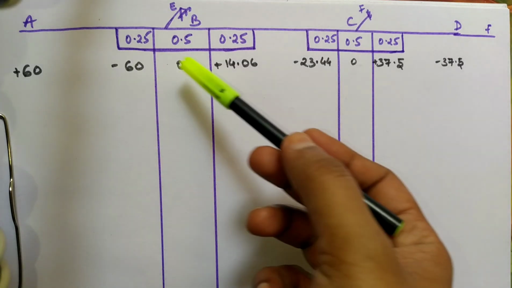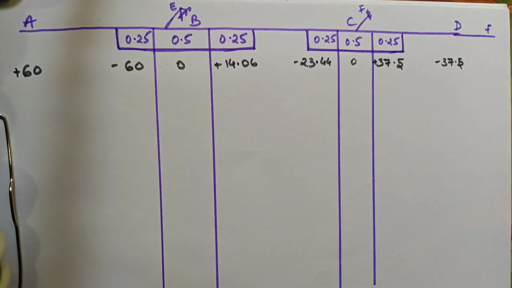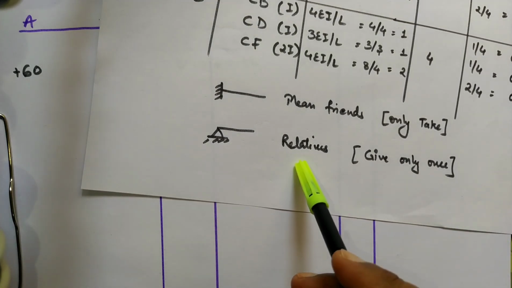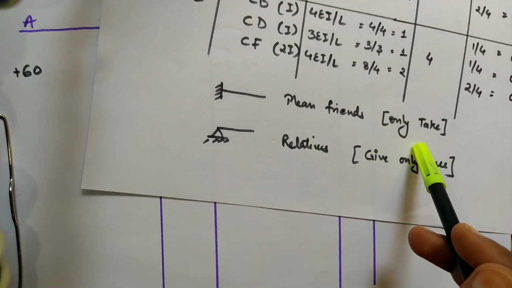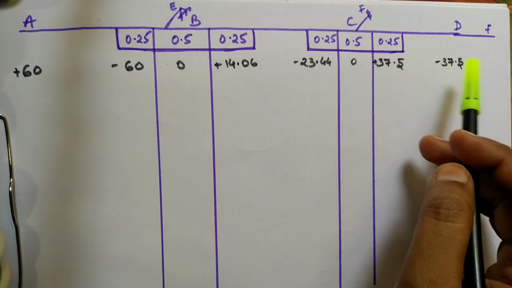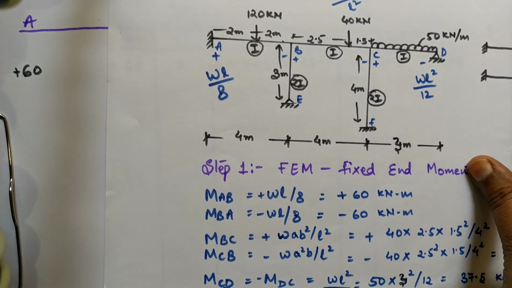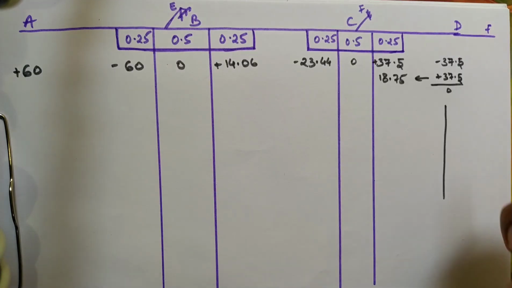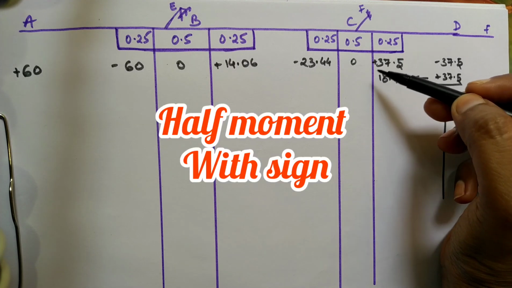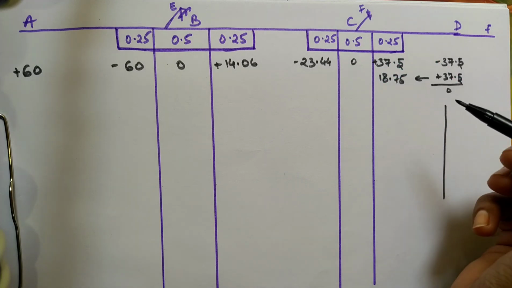In this question we have E and D as pin joints. What is the character of a pin joint? A pin joint will distribute the moment only once. It will distribute the moment only once. So what will happen? This is your negative, so we'll be putting a positive sign here. Since this one is a pin joint, we'll be putting a positive sign here, and we'll be distributing and making it a 0. Half of it with the sign will be transferred to the CD, that is your neighboring joint.